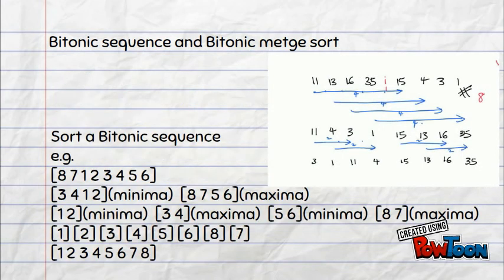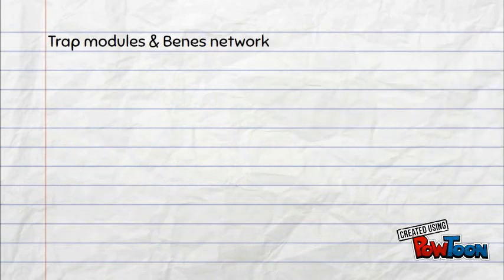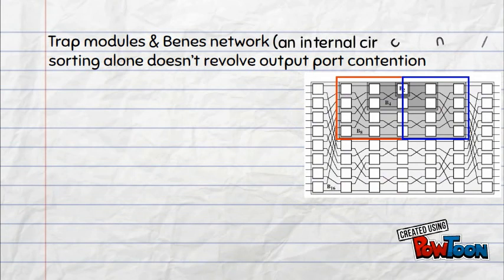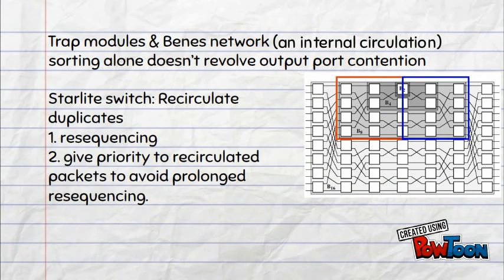In bitonic sort, comparisons between elements are done in parallel between every 2, every 4, every 8, and so on. Smaller will float while the larger will sink until the sequence is sorted. Trapping here means recirculation, because sorting alone won't resolve output port contention. It recirculates packets to avoid prolonged resequencing.